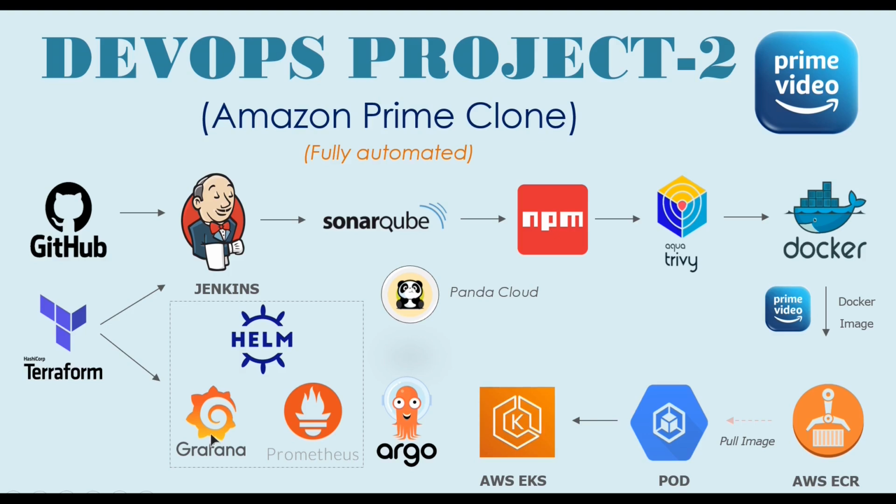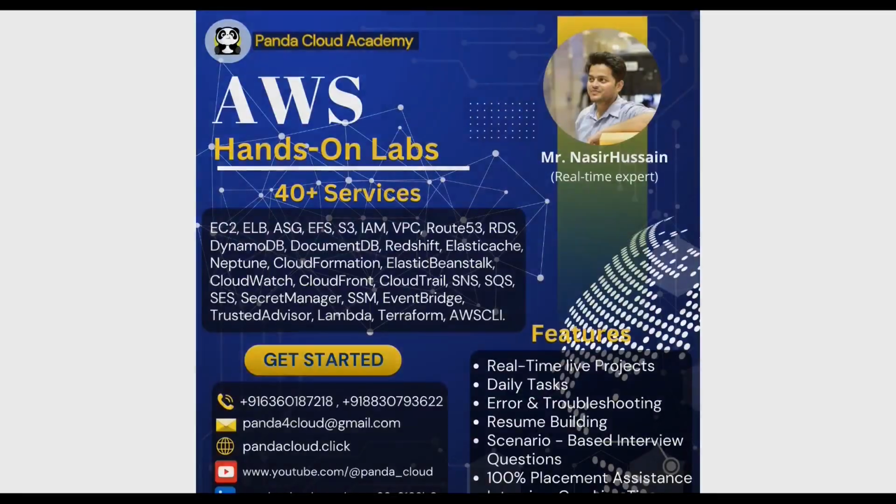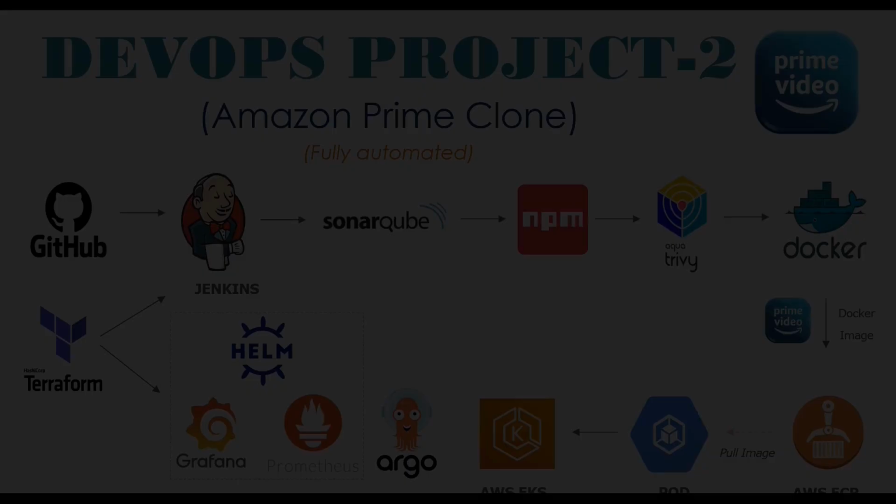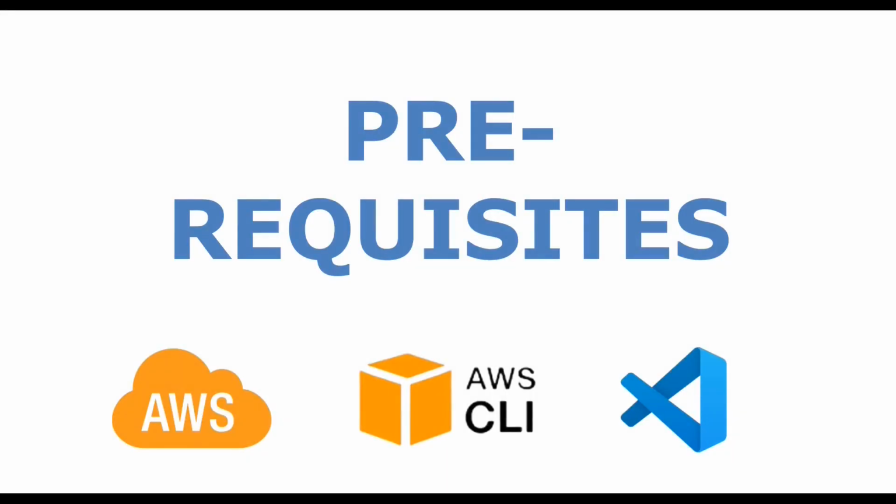With the help of Helm, we will be creating the Grafana and Prometheus applications, and we will be using them as monitoring tools. So we will be monitoring the CPU, RAM, and the status of the pods with the help of Grafana and Prometheus. Now, before moving ahead with the project, let us discuss some prerequisites.